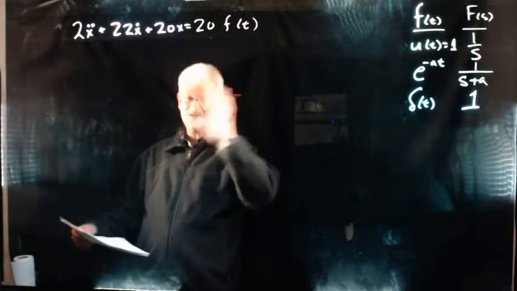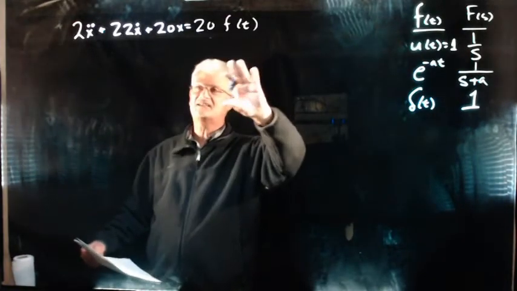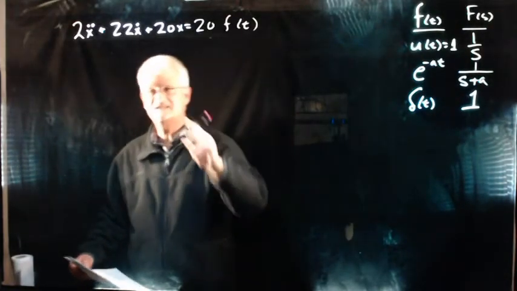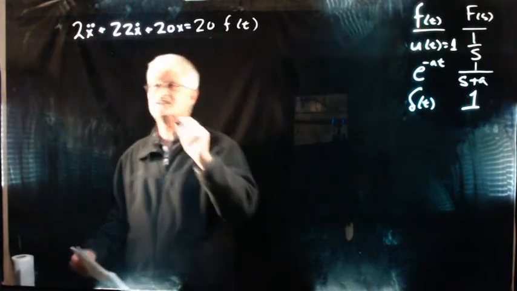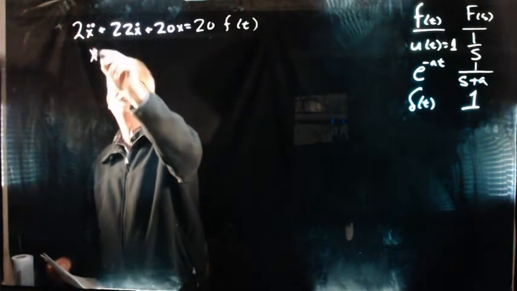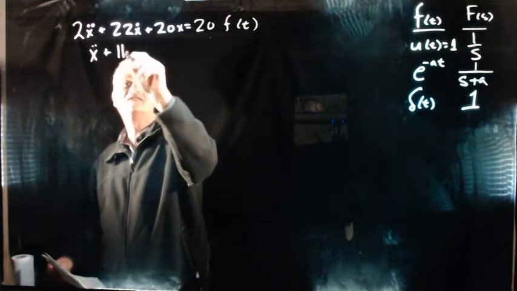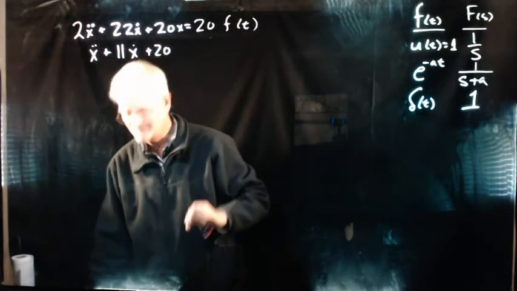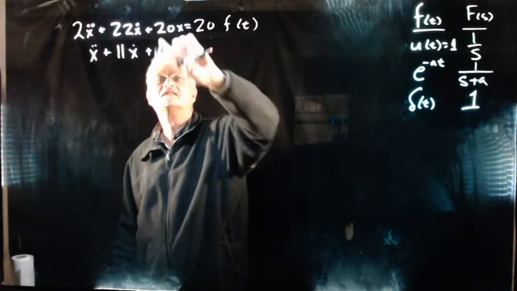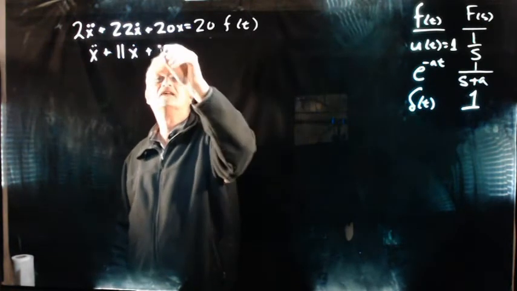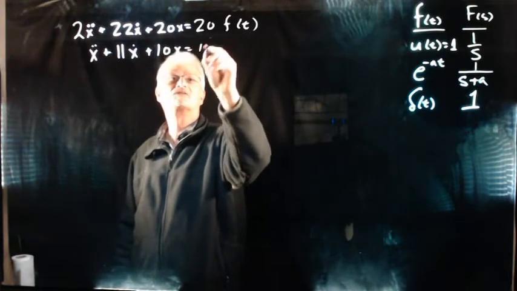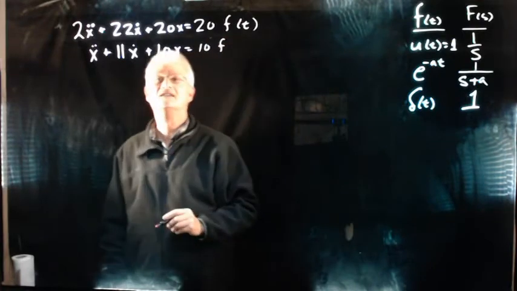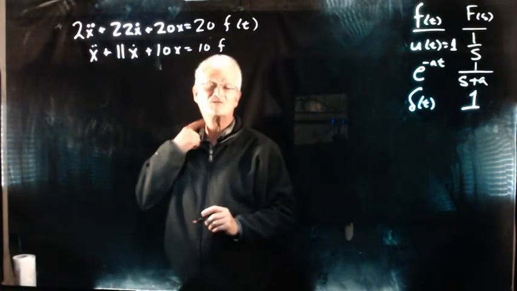And you can do it if you don't put this into canonical form, but putting it into canonical form makes some difference and it helps a little bit. So I'm going to do that right now. Plus 11x dot plus 10x. Oh, shoot, it's not 20x. 10x equals 10f. Okay? So I just put it into canonical form.